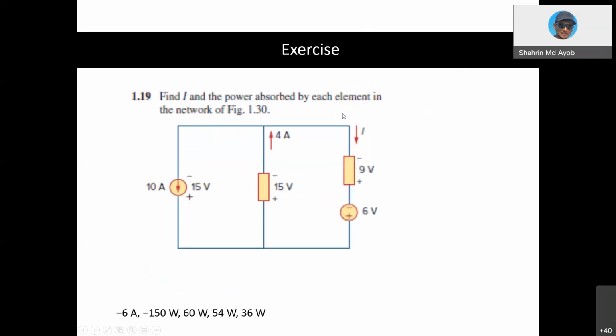Okay, so this is an exercise. I leave it to you to do it. I give you about maybe 5 minutes. The answer is here, but you try first, and then we will discuss.